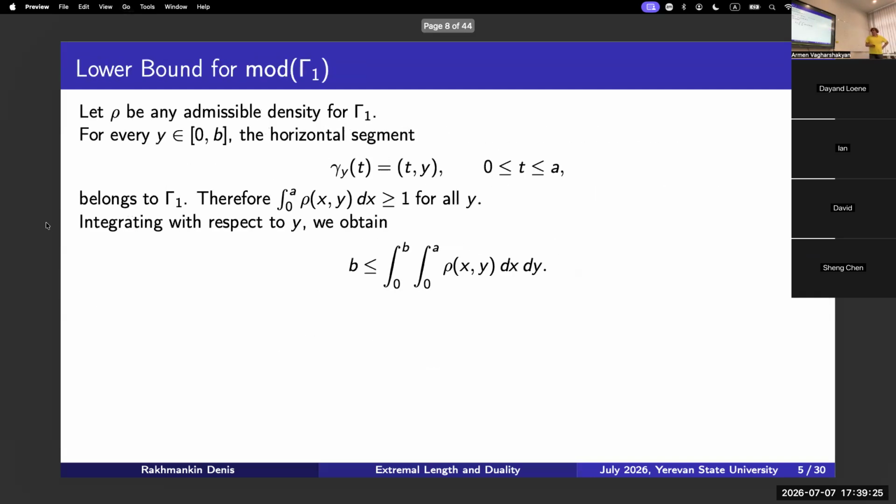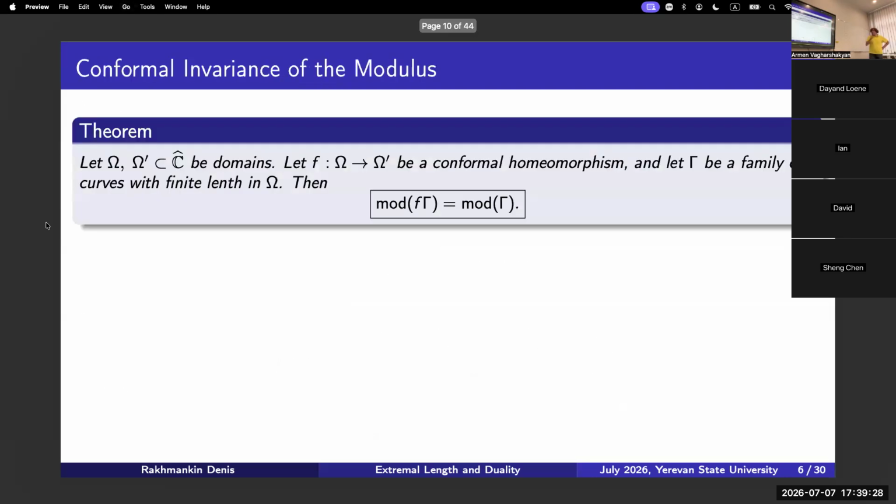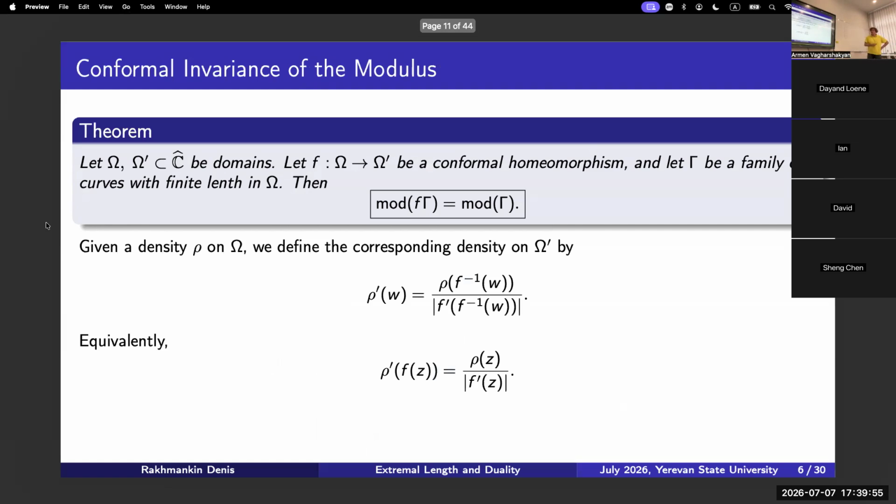Okay, let's go further, and to extend this result to all topological rectangles, let's prove that our modulus is conformally invariant. Suppose we have two domains, and let f be a conformal homeomorphism and take some family of curves. Then the image of our family has the same modulus as the original family. So let's prove it. Firstly, because a conformal homeomorphism is a bijection, we may build a corresponding map between densities.